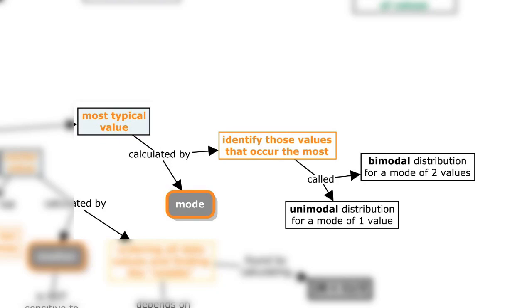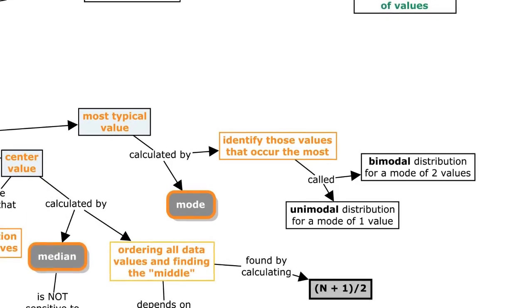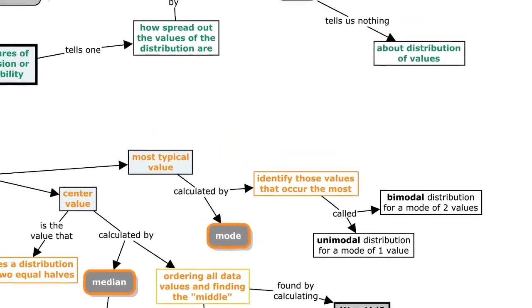And we can look at different kinds of distributions, and in my concept map here I identify two particular distributions, one which is called unimodal and the other is called bimodal. Unimodal distributions are distributions where there is one mode, that is one number that occurs the most. Bimodal distributions have two values that occur the most in your distribution. So that's the bottom part of our concept map done.